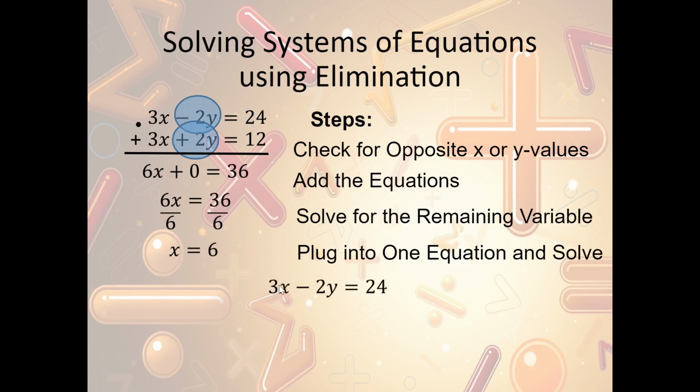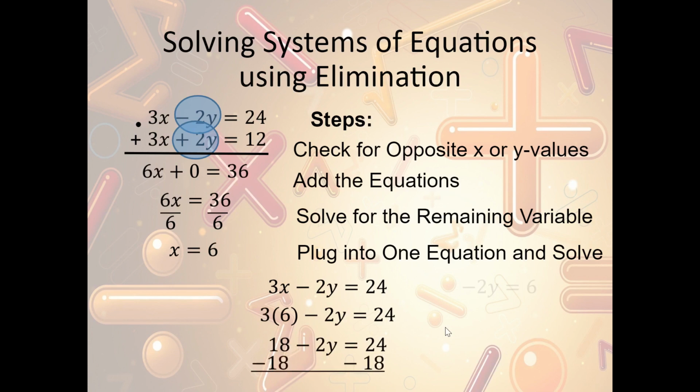So instead of being 3x minus 2y is equal to 24, it's going to be 3 times 6 minus 2y is equal to 24. So 3 times 6 is 18. So we get 18 minus 2y is equal to 24. We need to get rid of this 18. So we're going to subtract 18 to get rid of that. And we're left with -2y is equal to 24 minus 18 is 6. We'll divide both sides by -2, and we get y is equal to -3.